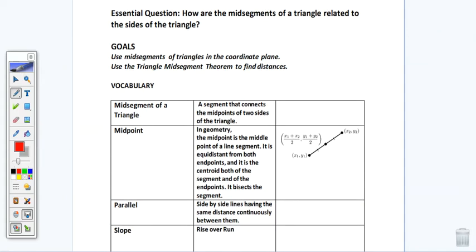Goals today. First one: use the mid-segments of triangles in the coordinate plane. Now we're also going to use the triangle mid-segment theorem to find what? Distance. The thing you're going to find out today is if you know one distance on a bigger part, the corresponding distance, or the parallel distance from the mid-segment, is half the distance.